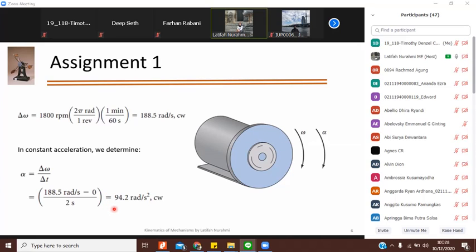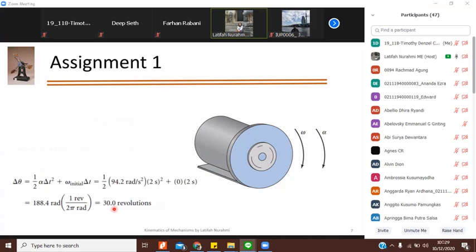This is not always the case. In mechanisms, just like in a roller coaster, you will reach the top with minimum velocity, and then you go down with maximum velocity. So it goes up and down with different velocity. Then it means you don't have a constant acceleration.